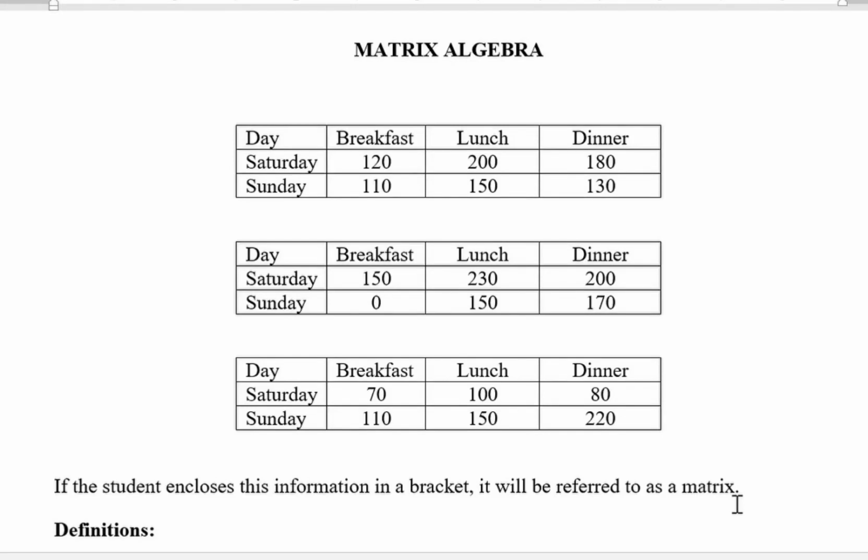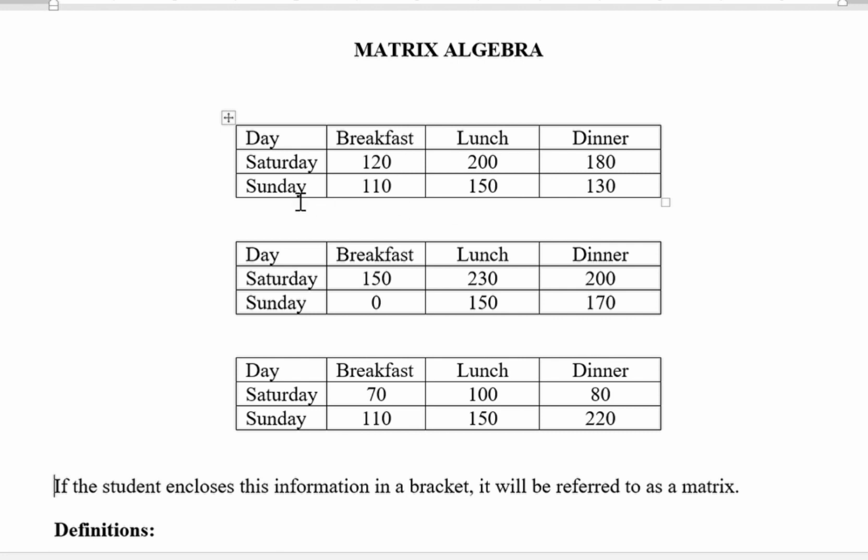Suppose we have a student who lives by himself. In other words, he lives away from the parents, and he decides to document his consumption in terms of breakfast, lunch, and dinner over the weekends. So the first week he starts to document that. He realizes that on Saturday he spent 120 for breakfast, 200 for lunch, and 180 for supper or dinner.